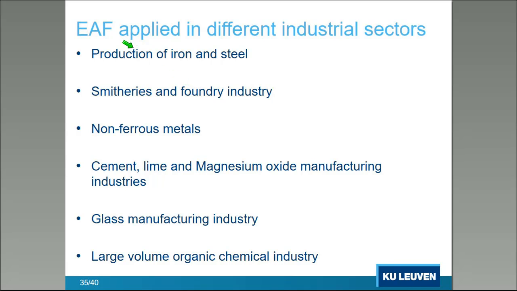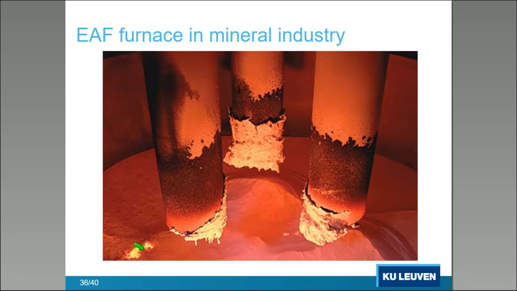Of course, in the production of iron and steel, the examples we saw up to now, in smitheries and the foundry industry, also in non-ferrous metals, but also in the cement, lime, and magnesium oxide manufacturing industry. Also, application of the electric arc furnace in the glass manufacturing industry, and also in the large volume organic chemical industry.